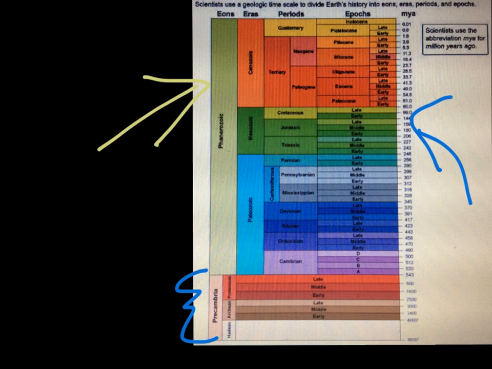And what you'll notice is we humans happened way up in this area, up where the mammals come into the picture. And in fact, it's right up in this tiny little section up here at the top, up in the Quaternary period, that we actually happened about 100,000 years ago.